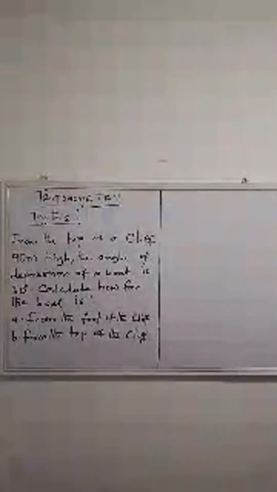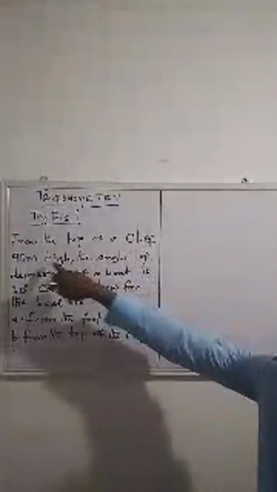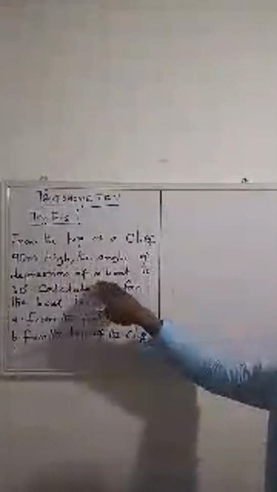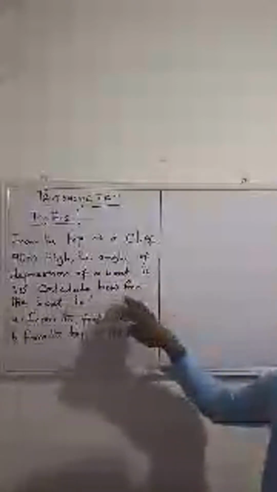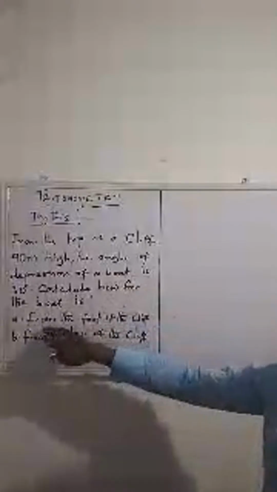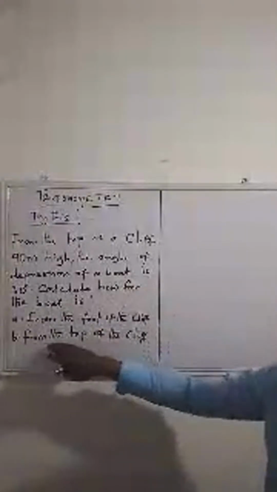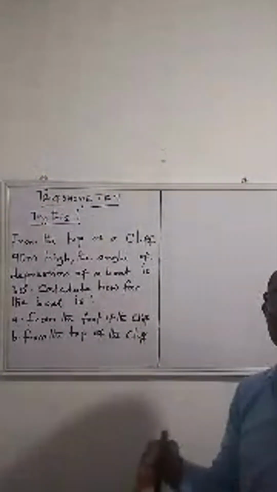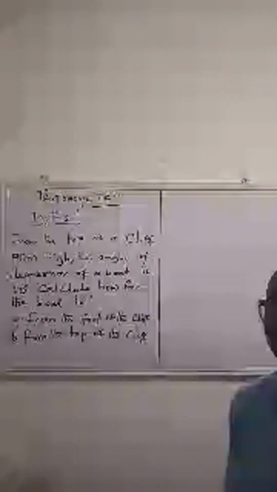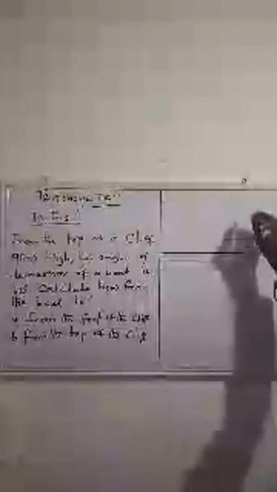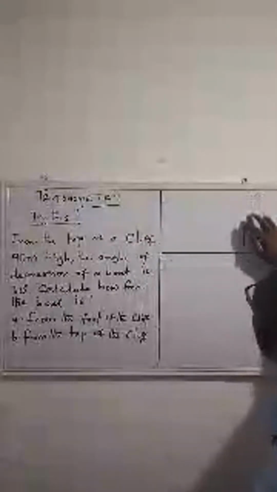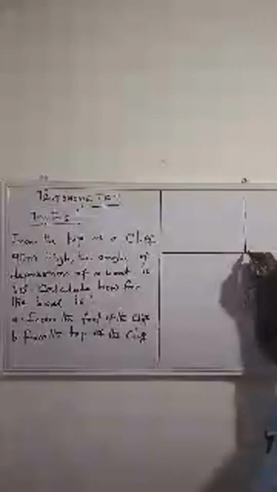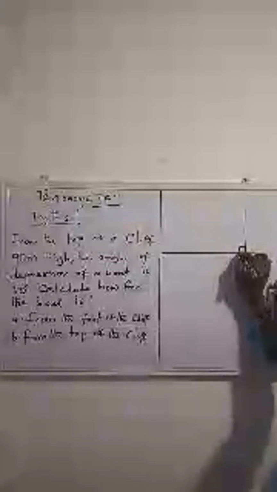Now, from the top of a cliff, 90-meter high, the angle of depression of a boat is 30 degrees. Calculate how far the boat is from the foot of the cliff, from the top of the cliff. Now, the first thing to know is that anytime we are talking about angle of depression, the observer should be at the top viewing something beneath. Okay, so now let's assume this is the horizontal level. We have a horizontal level, we have a cliff here. Okay, this is a cliff. Now, the cliff is perpendicular to the ground.